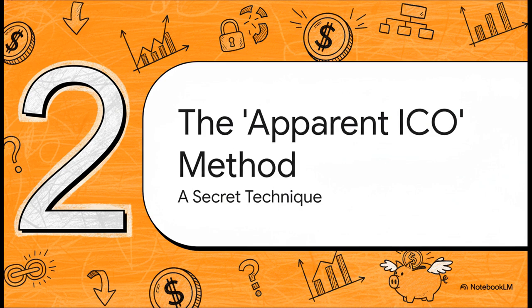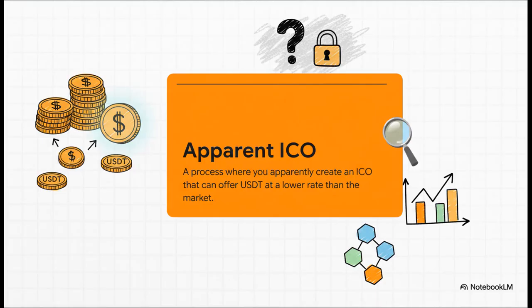Well, according to the source, the secret is something called the apparent ICO method. So what in the world is an apparent ICO? The source defines it as a process where you apparently set up an initial coin offering, but its only purpose is to sell USDT at a huge discount. Now, that word apparently is doing a lot of heavy lifting here. It's a huge hint that this is not your standard public ICO.